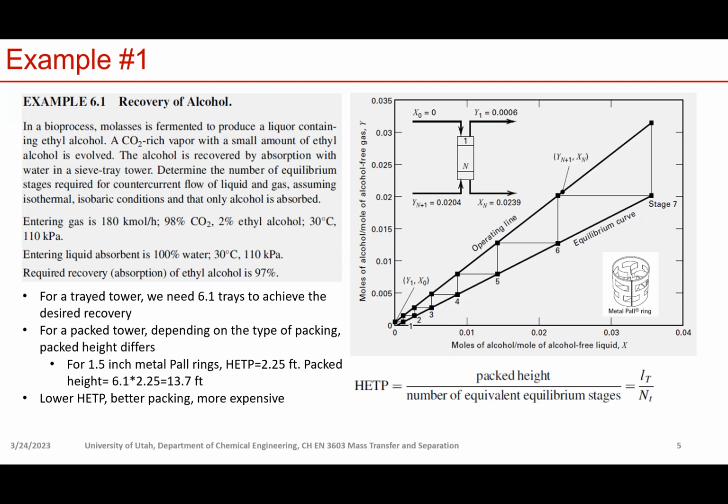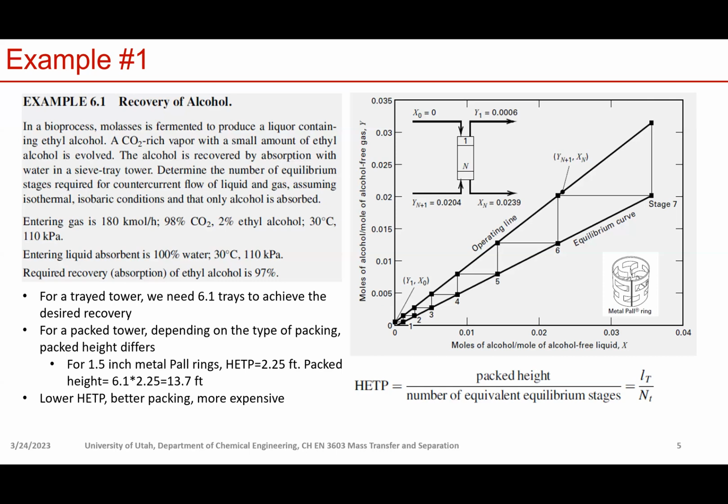Now, if we are trying to do this with a packed tower, then first of all, depending on the type of packing, the packed height may differ, right? For a 1.5-inch metal Pall ring that looks like this, the HETP of this type of packing is known, which is 2.25 feet. Then the total packed height, since we need 6.1 stages, is 6.1 multiplied by this HETP, which gives us 13.7 feet.